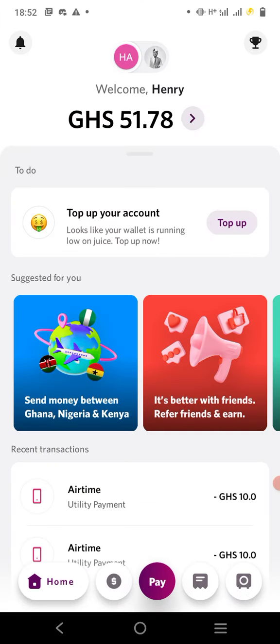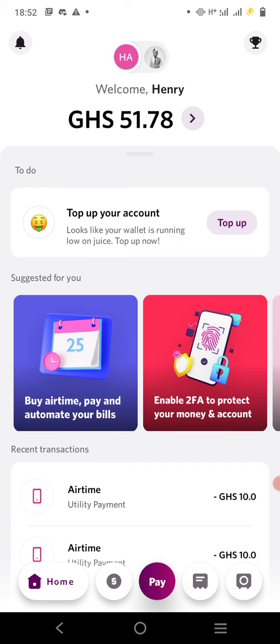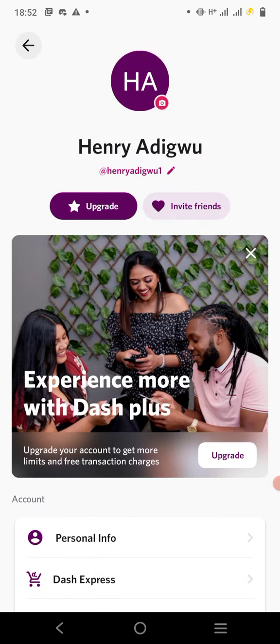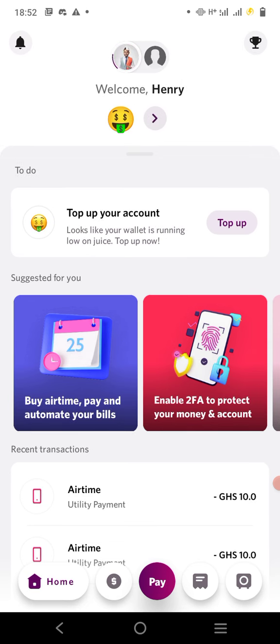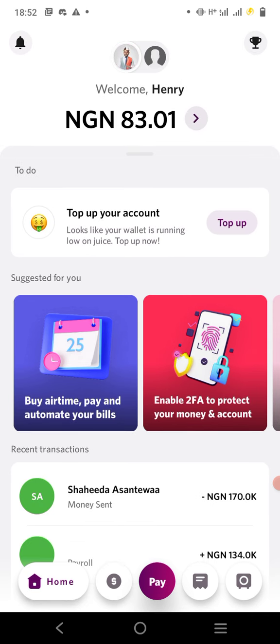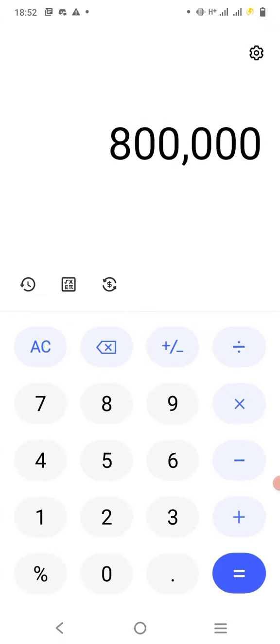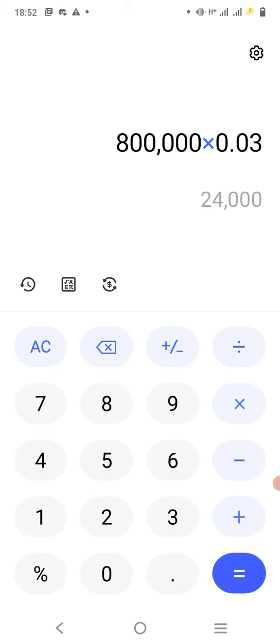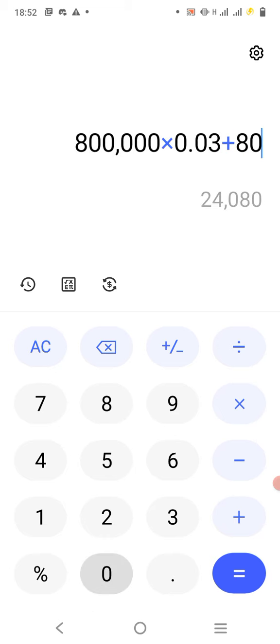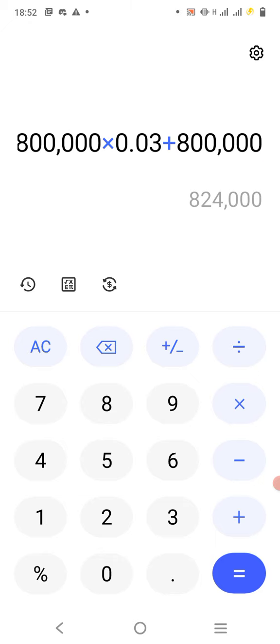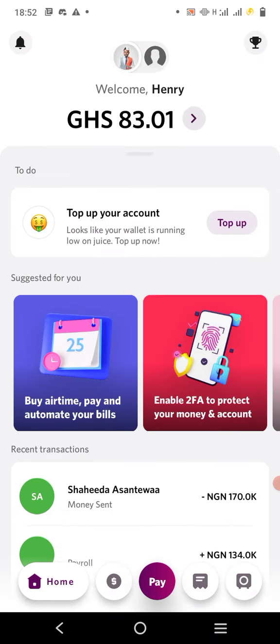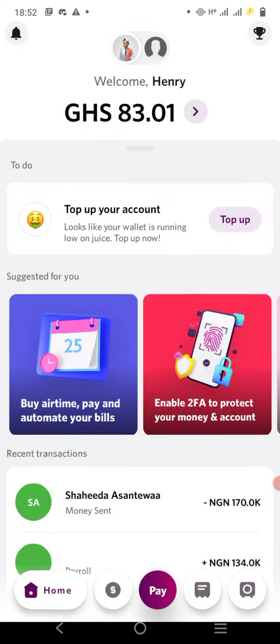So if you are able to do 800,000, let's see how many CDs that will give us. And of course, they actually charge a 3% fee. So let's say times 0.03. That's okay. Plus 800, that means 824,000. Because I'm doing this so that they can collect their fees actually.